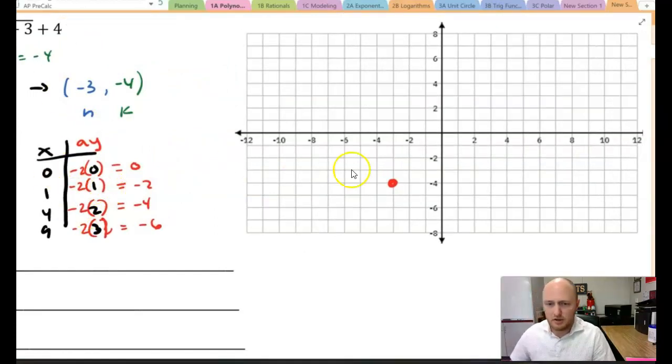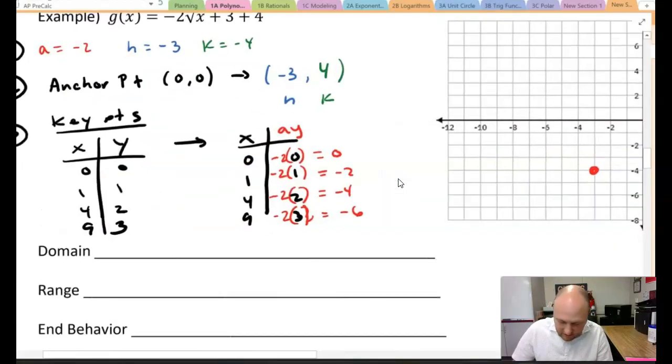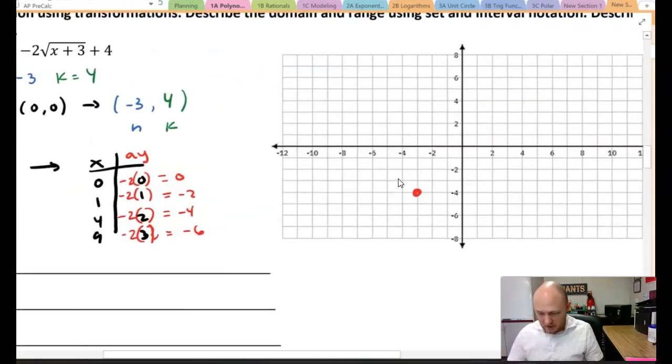Okay, so I can go ahead and plot all of these. So I'm going to start here, 0, 0. There's the first point. That's my anchor point. And then 1, -2. So I'm going to go right 1 and then down 2. Oh, I see what I did. Whoop. This is a +4. My k value is not a -4. It's a +4. I was like, this doesn't look familiar. So let me just go back up here. -3, +4, I'm up here. Okay. Sorry about that.